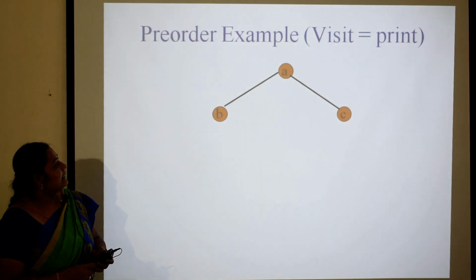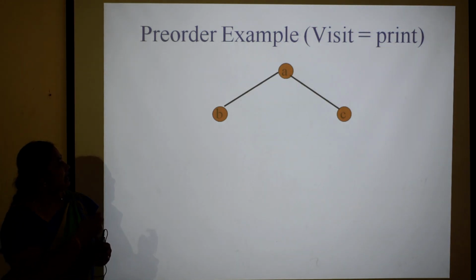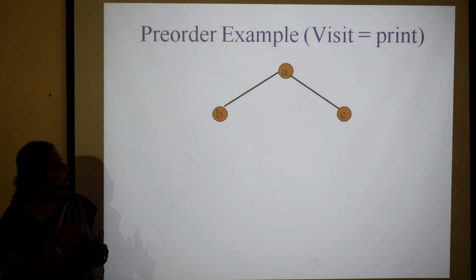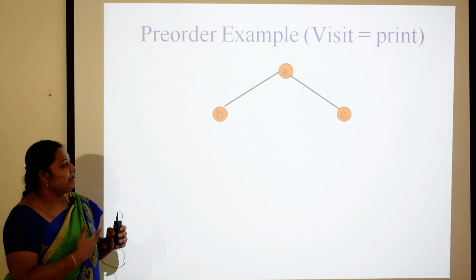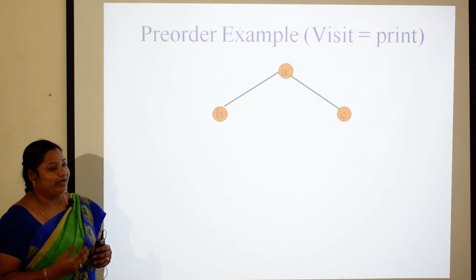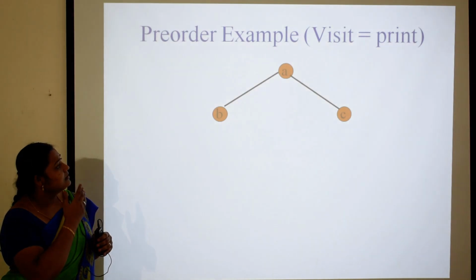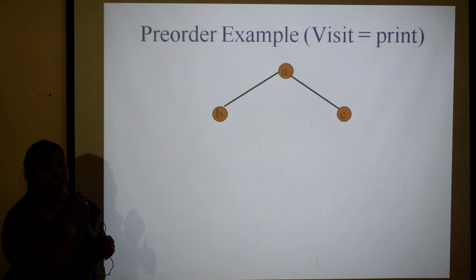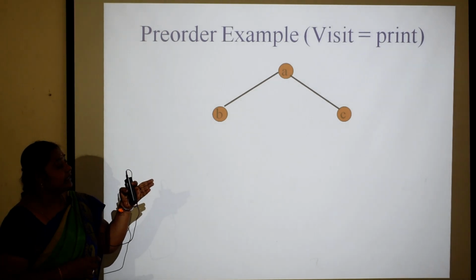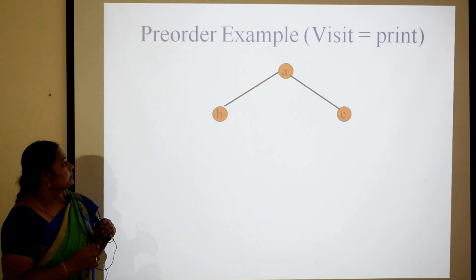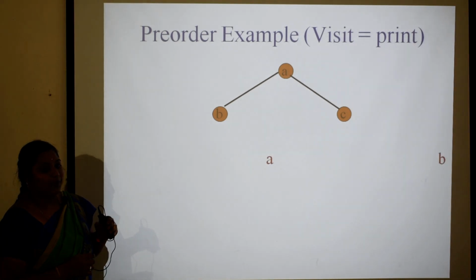This is an example for pre-order traversal. We have 3 nodes here, A, B and C. A is the root node, B is the left node and C is the right node. In pre-order, it prints A, B and C. That is, first it prints A, then B, then C. Likewise, it prints.